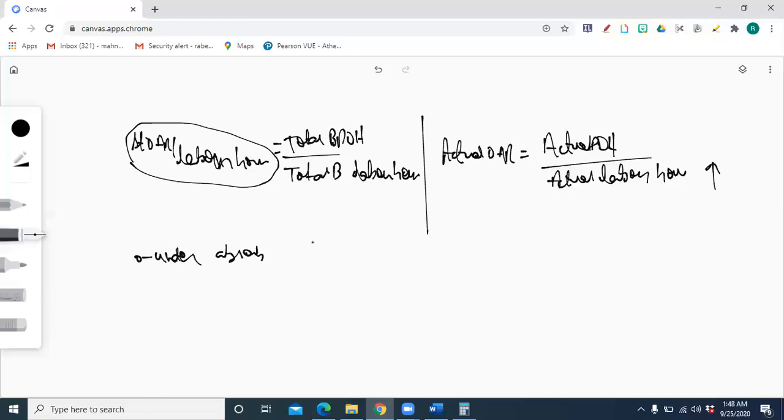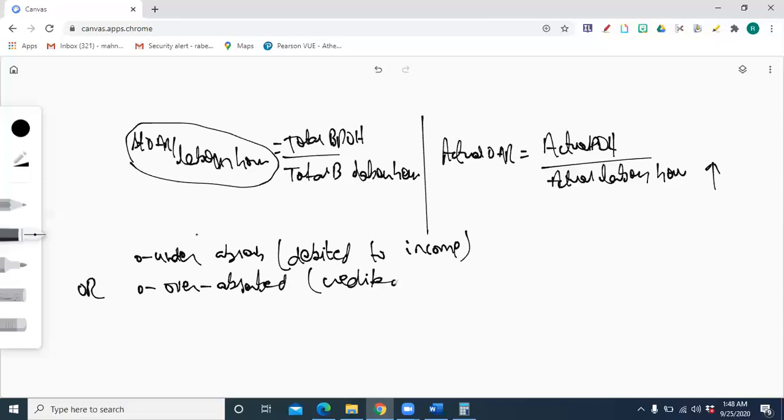under-absorbed and debited to the income statement, or over-absorbed and credited to the income statement. The accounting entries are right, but I need to know whether the situation would actually lead to under or over. I need to choose one option out of these. So if actual hours are more, what would happen to the actual rate? Actual rate would be lower.